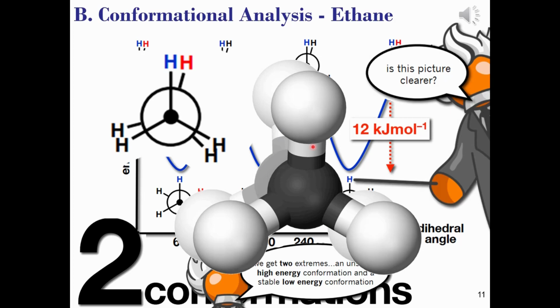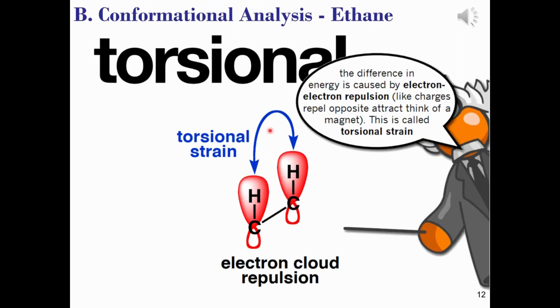Let's now define a reason for the difference in these energies. One of the reasons for the difference in energy is caused by this concept known as torsional strain. So if we think about this, we have electrons in electron clouds. So in our sigma bonds between our carbon and hydrogen atoms, these take up space. And so there will be some electron cloud repulsion. And forcing these atoms into this type of conformation is a large cost in energy.